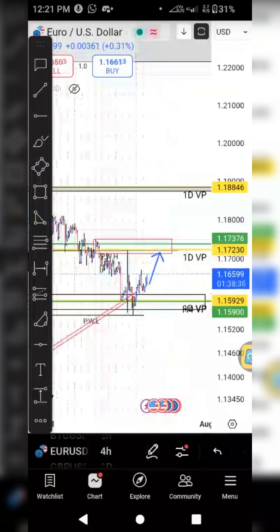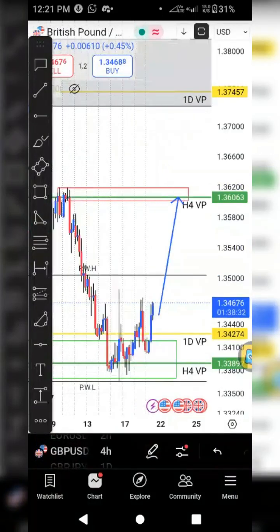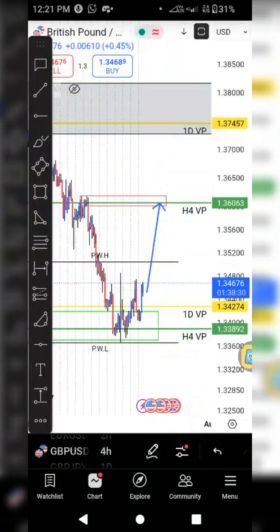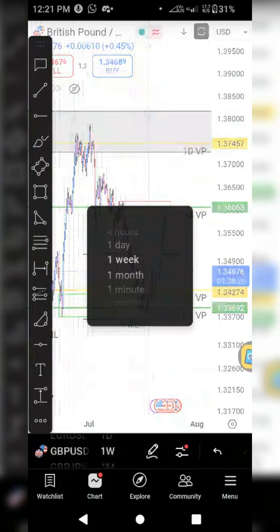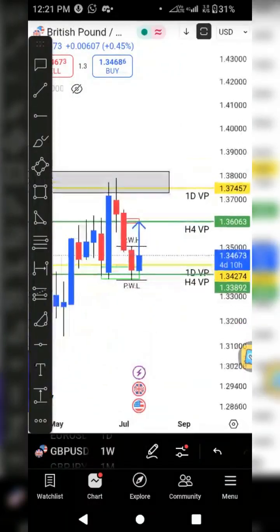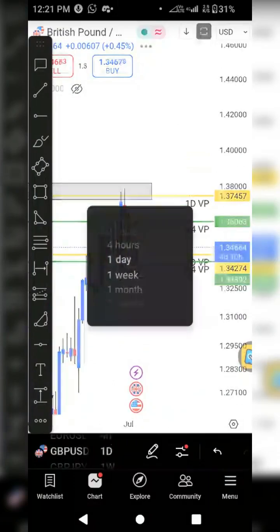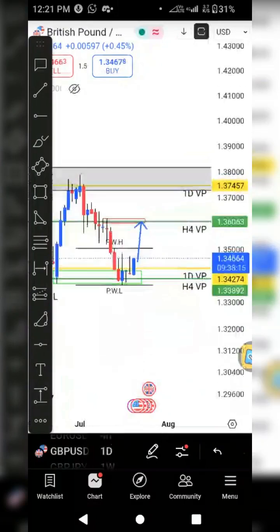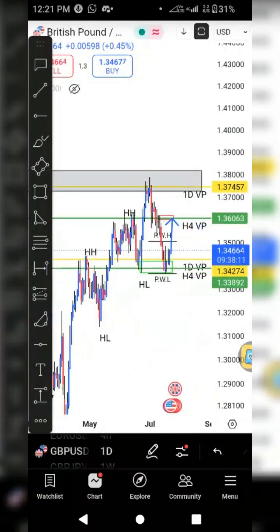Okay, so let's go to the next one, GBP USD. On GBP USD, we have a similar buy structure, but before that, let's go to the weekly time frame. On the weekly time frame, we marked out the previous week high and previous week low. Okay. Then we went to the daily time frame. On daily time frame, we have a structure that is very familiar with us, which is the head and shoulder pattern.